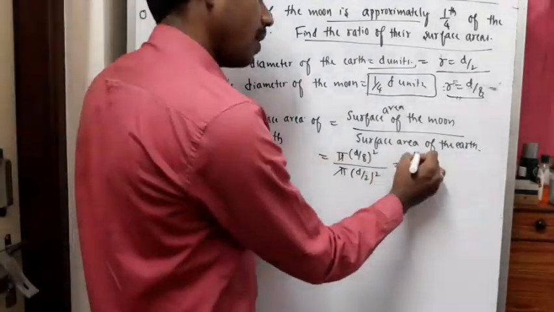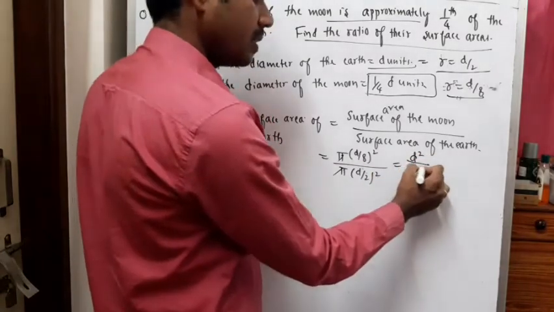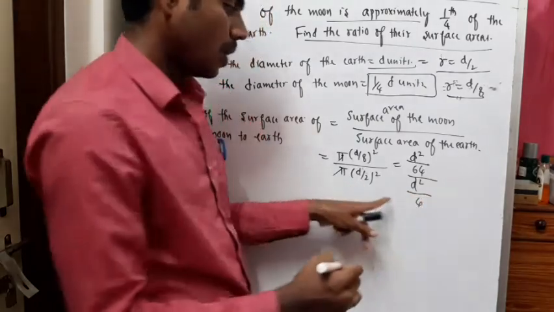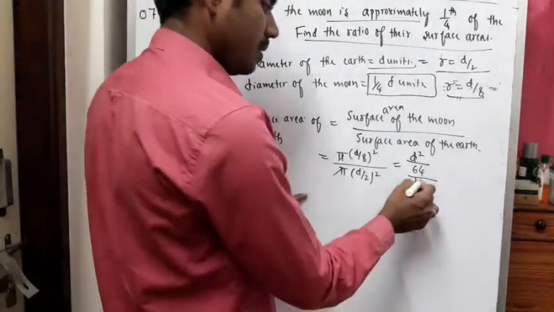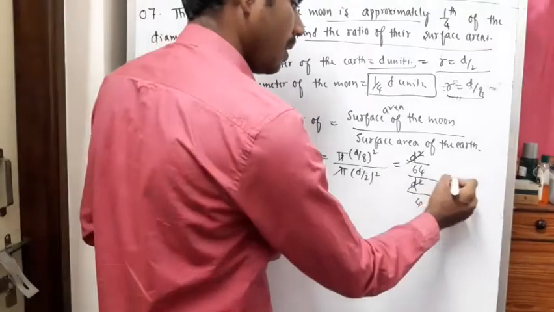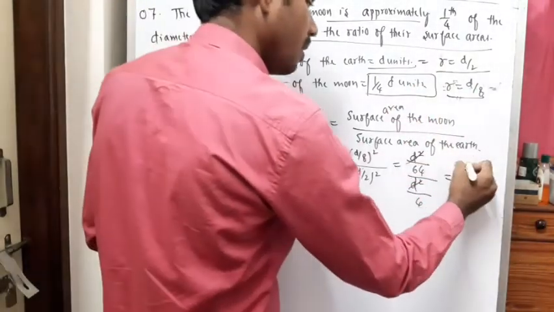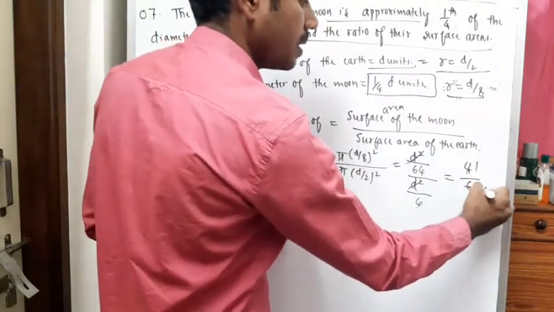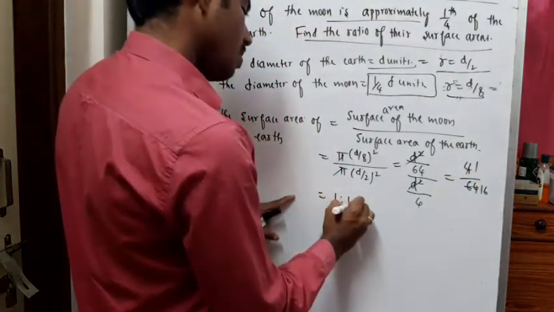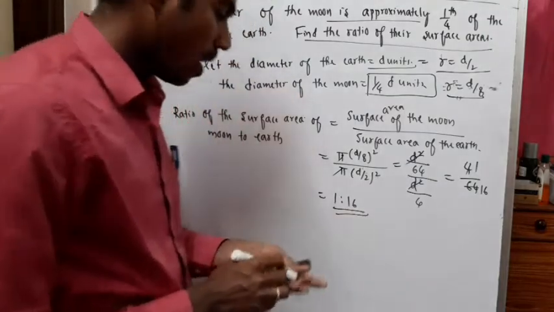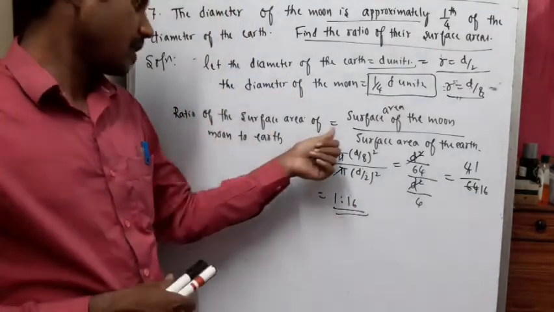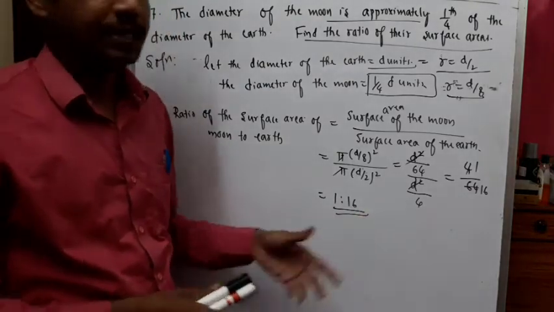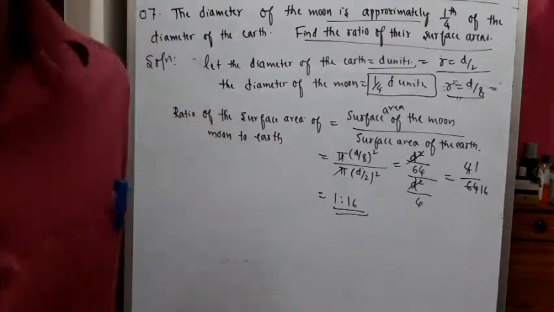So d square divided by 8 square is nothing but 64, divided by d square divided by 2 square, which is nothing but 4. So this d square will get cancelled. This 4 will go to the numerator and 64 will come to the denominator. 4 ones are 4, 4 16s are 64, so 1:16. So the ratio of surface area of the moon to surface area of the earth is 1:16. That's it. Please note this down.